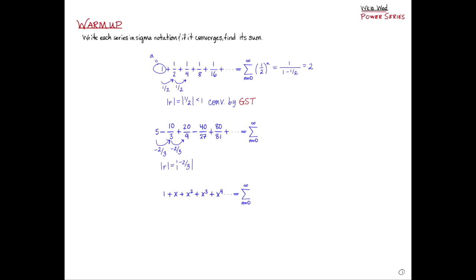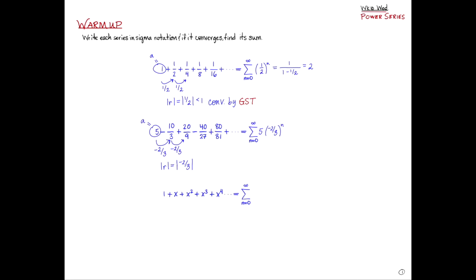Putting this in sigma notation, intuitively, we think that we should be able to begin like we did the previous series. Let's try -2 thirds to the nth power. But we want our first term, when n equals 0, to be 5, not 1. And so we need to multiply through by 5, which is our a value, our first term.